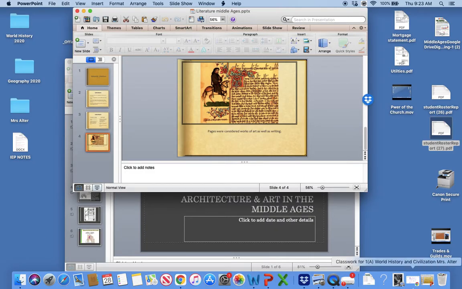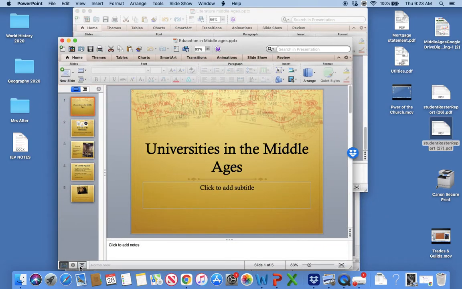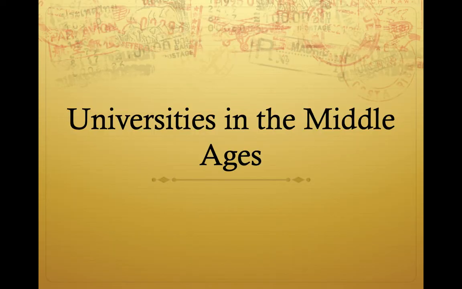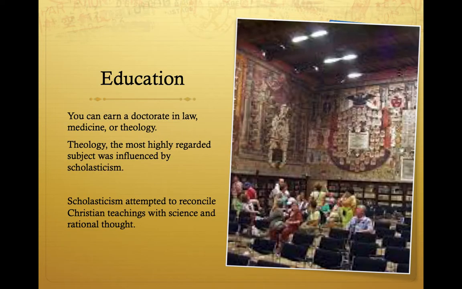That's the end of our second mini lesson, and our last one is about universities or education during that time. So we see our first universities that are established. The first one established in 1088 was in Bologna, Italy. Not far after that was the Sorbonne, which is in Paris, and then Oxford, which is in England. So we see three major universities that are there.